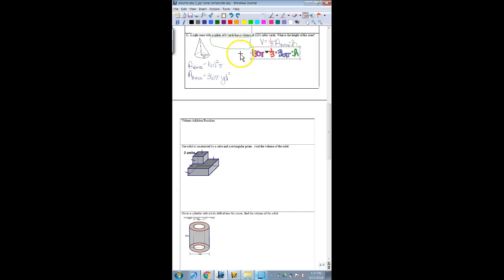Next, I plug in the numbers that I know. I know my total volume was 120 pi, and I've got the rest. I do algebra, 1/3 times 36 is 12 pi. Divide both sides by 12 pi. We will get that the height is 10 yards.